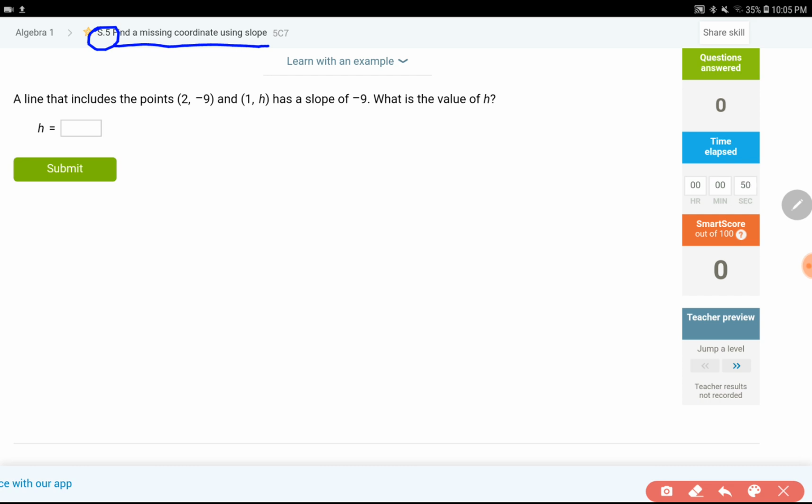Okay, a line that includes the points (2, -9) and (1, h) has a slope of -9. What is the value of h? So the question is, if I need to visualize this, I have a line and I have 2 points on this. One point is this one here, another one is that one over here. The first coordinate is one of the points, (2, -9). The other one is (1, h). So that's what it is. What's the value of that h if the slope equals -9?